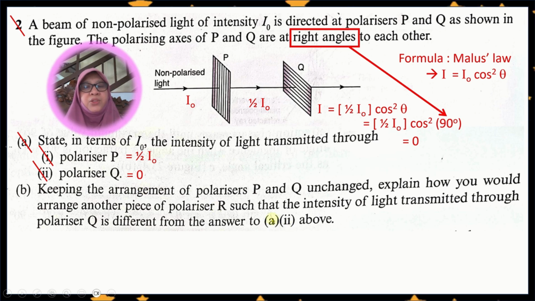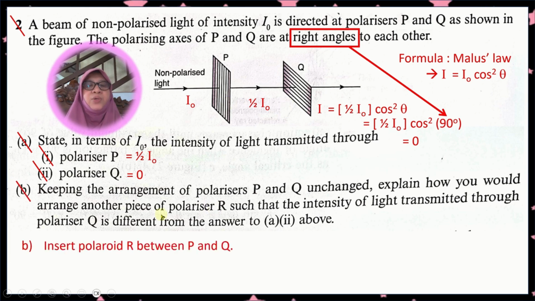So we don't want it to be 0. We want at least the light to pass through Q. So we add another polarizer in between P and Q. So that's the answer. We insert the polaroid R between P and Q so that the angle here does not make 90 degrees with the polarizer before Q.